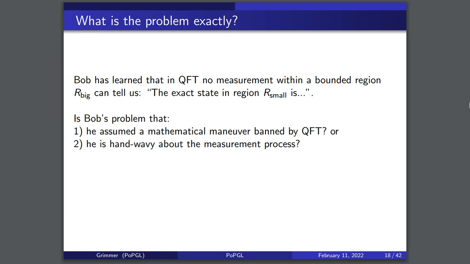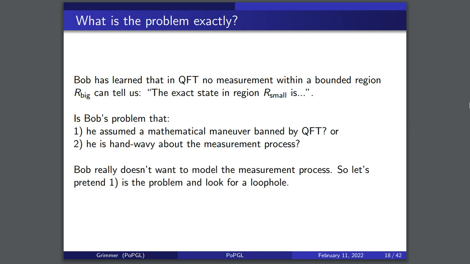Is Bob's problem here then that he's tried to assume a mathematical maneuver which is banned by quantum field theory? He certainly has tried to do that, but is that really the problem? Or is it rather that he's being very hand-wavy about his measurement process, and when you are so hand-wavy, you're liable to make mistakes and do moves which are not licensed by the theory?